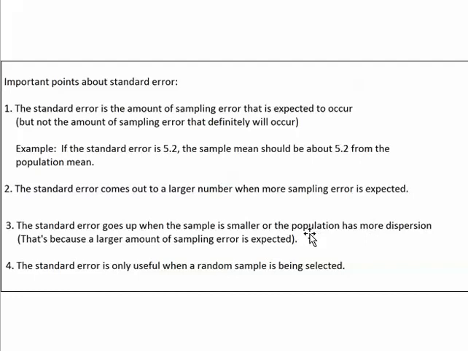Also, if the population has more dispersion and the population members are less similar to each other, then you're more likely to get extreme values in the sample that'll throw off the sample mean. If the population members have low dispersion and they're all very similar, then you're less likely to get an extreme value in the sample that'll throw off the sample mean.